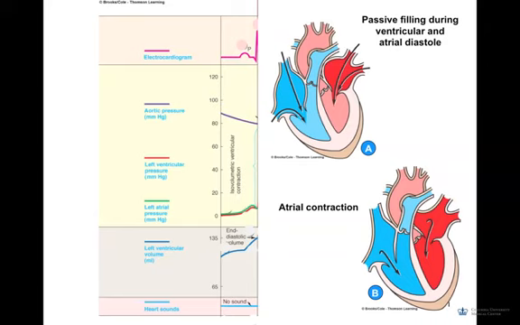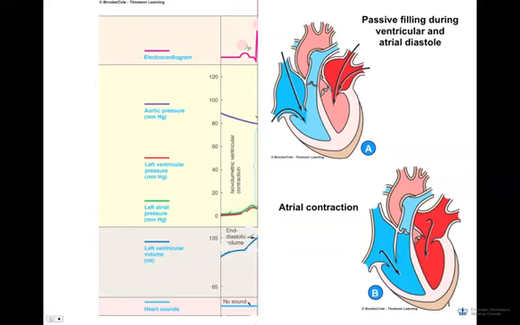Okay? This is happening in between cardiac cycles. So this is actually happening throughout diastole. So if we look down here at ventricular volume, what we see is that it's increasing. Okay? It's increasing. And that's because the heart is filling.